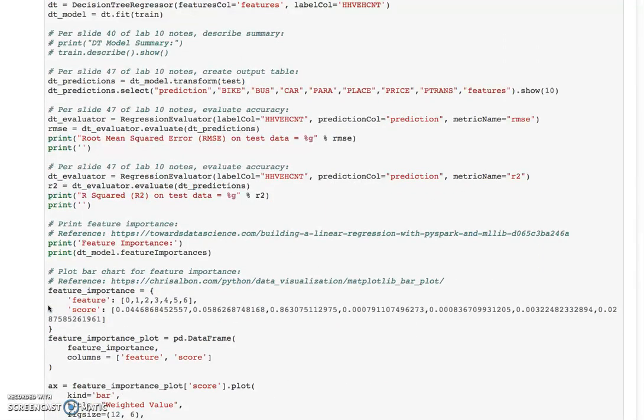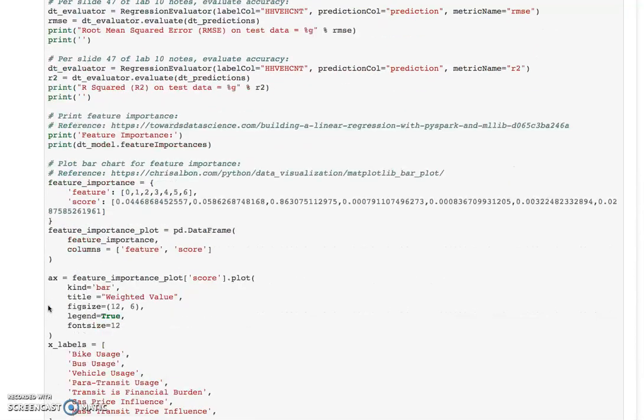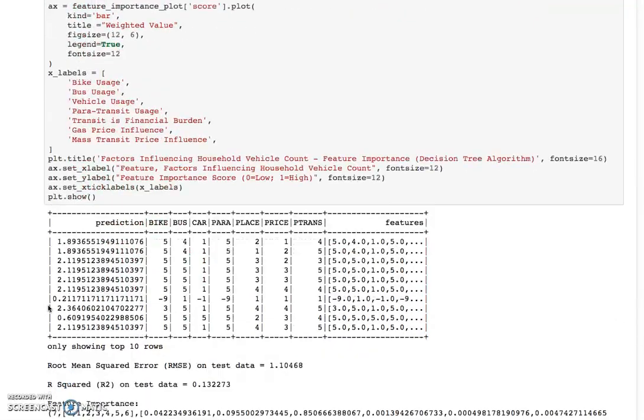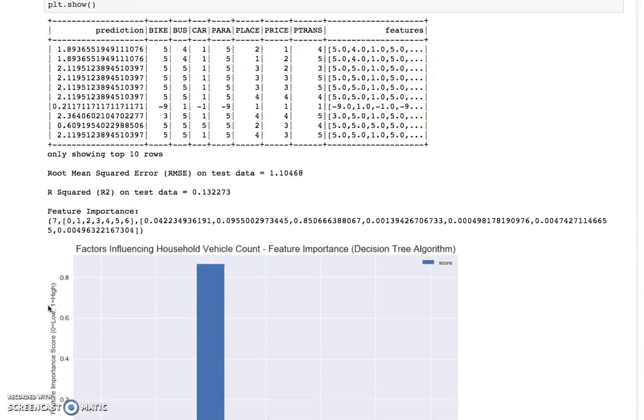We're going to print out an R-squared value and RMSE, so that's the rate of error, and then also the feature importance. And we're going to plot. So that's what you see in the code here. And here's the output. This is the beginning of it.